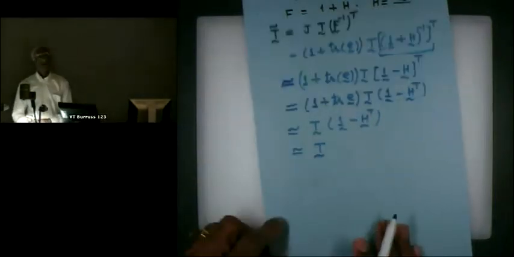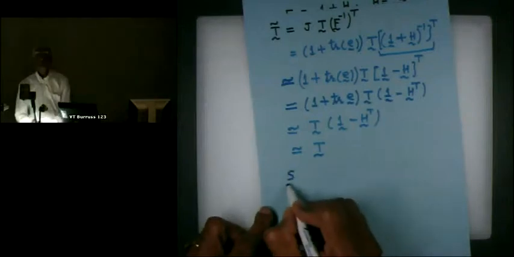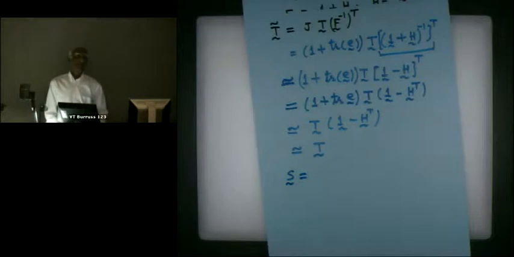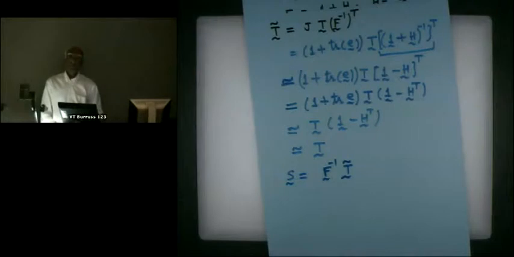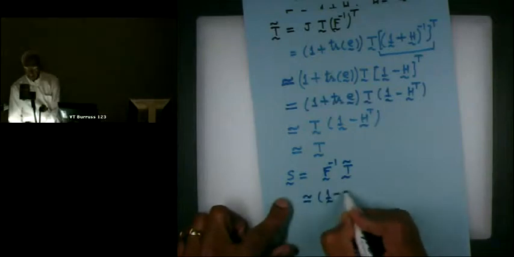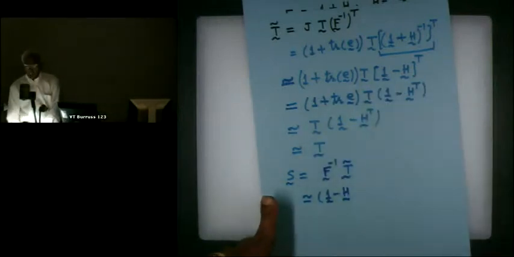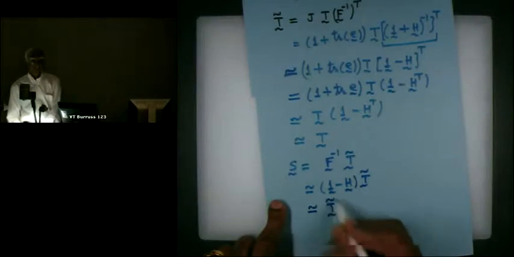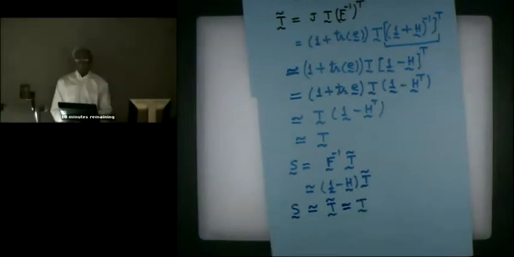So I got the signal, but let's go for one more step. Maybe two to three more minutes, otherwise we will have to start tomorrow. So what about S, the second Piola-Kirchhoff stress tensor? The second Piola-Kirchhoff stress tensor is F inverse T tilde. F inverse, we just saw, is identity minus H, again by the binomial theorem approximation. We are neglecting H squared. And this is equal to T tilde, which is equal to T. So S equals T tilde equals T.